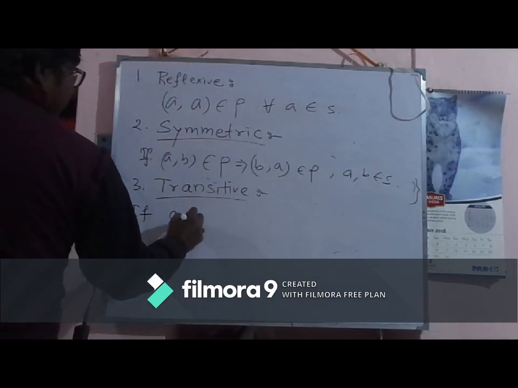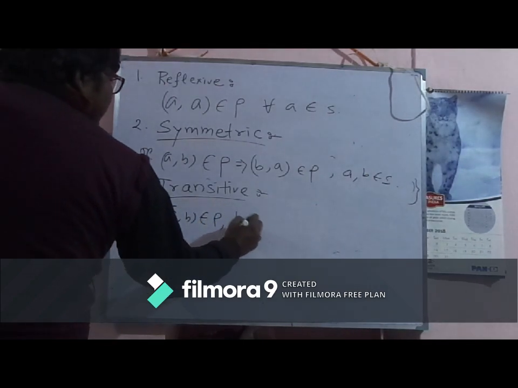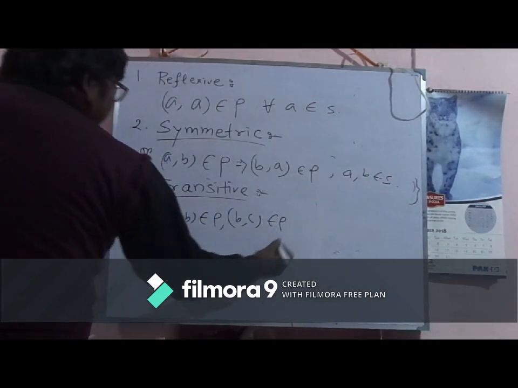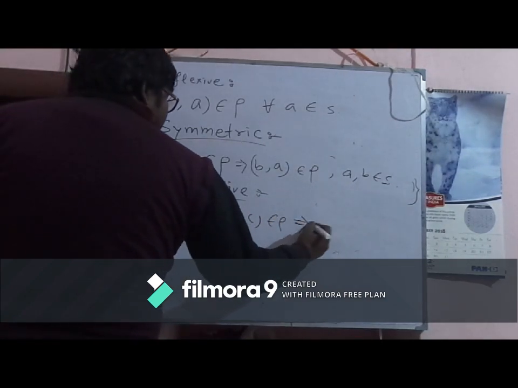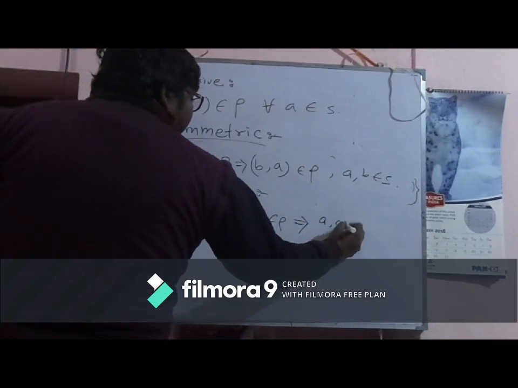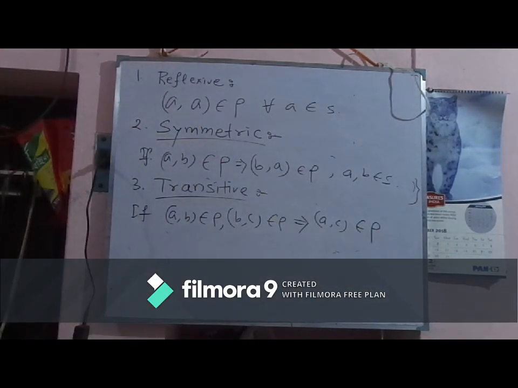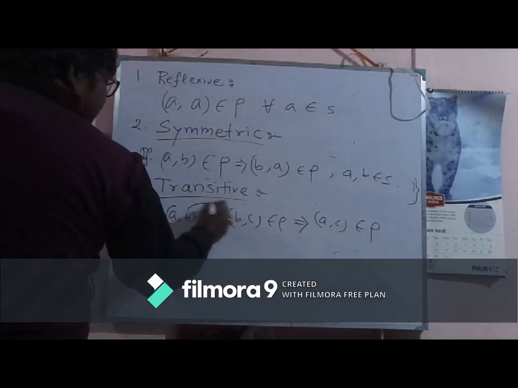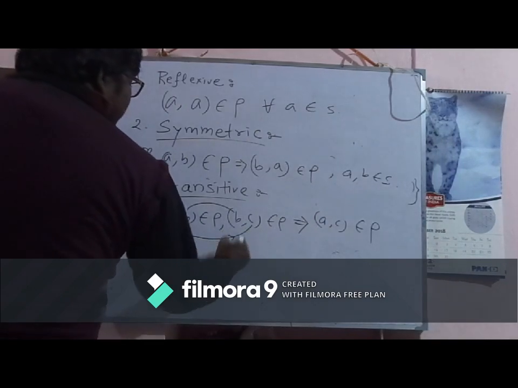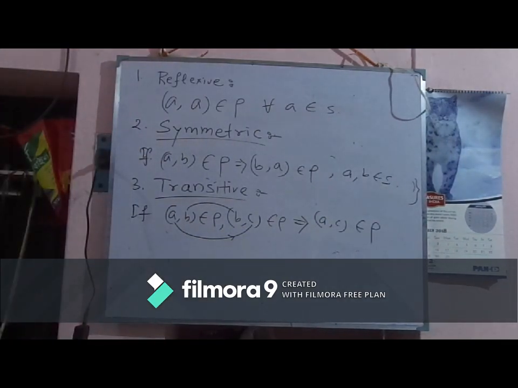If there are three elements A, B, C such that (A, B) belongs to rho, (B, C) belongs to rho, and if we can find another element (A, C), then we can say that the relation is transitive. (A, B), (B, C). Therefore, (A, C) must belong to rho. First-second belongs to rho, second-third belongs to rho. Therefore, (A, C) must belong to rho.